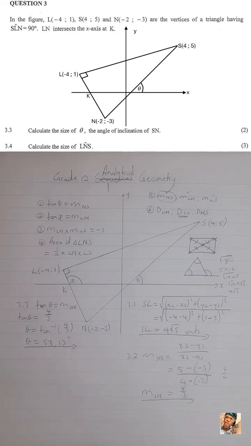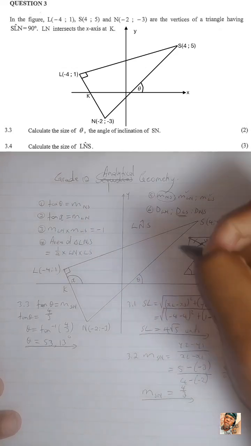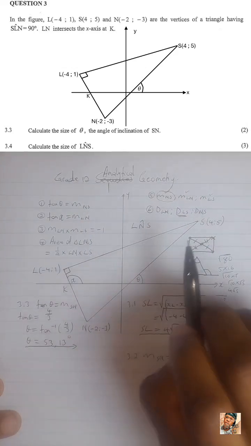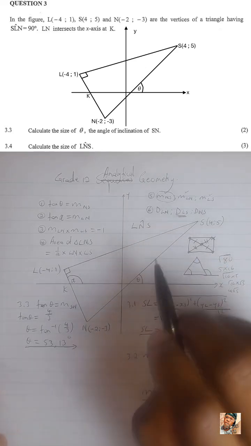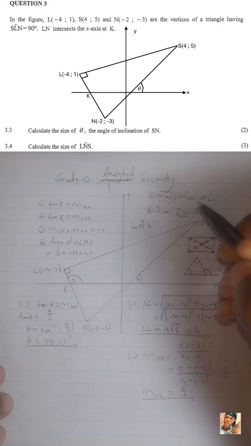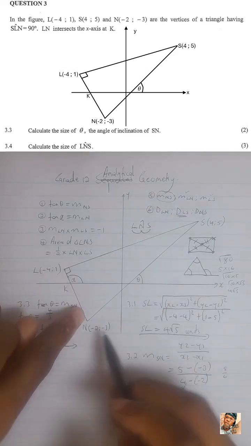Right, let us get into the next question, which is 3.4. Question 3.4 says calculate the size of LNS. So the order is very important. They didn't say NLS. They didn't say LSN. They said LNS. Therefore, they want the angle between LN and NS. So let us go LN and NS.